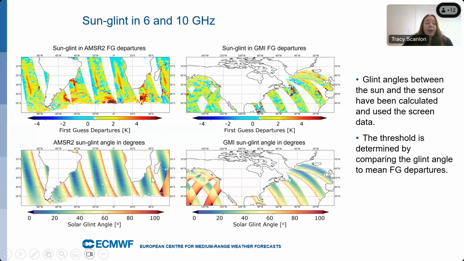And if we look at glint calculations, so this is the glint between the Sun and AMSR2 and the Sun and GMI, this dark blue color is showing 0 glint. So this is really aligning with the high first guess departures we see here. I haven't shown it here, but if I plot first guess departures versus glint angle, we come up with a very nice curve, which shows that these are really in exactly the same place. So this has very simply been screened out in the work that I've done here.